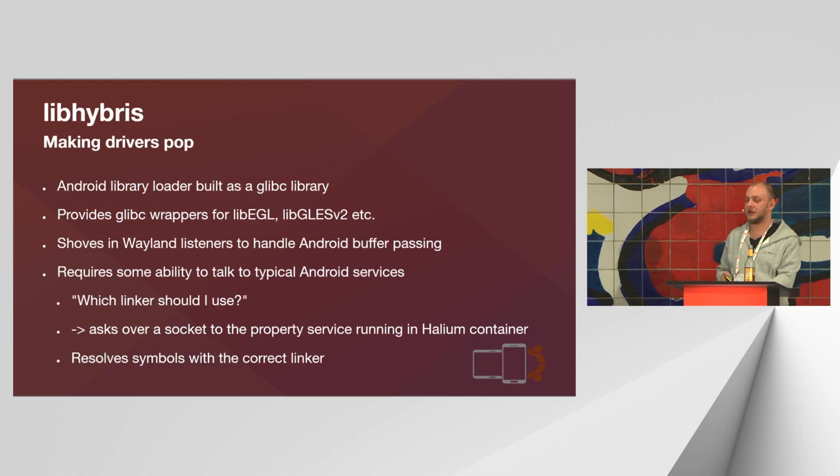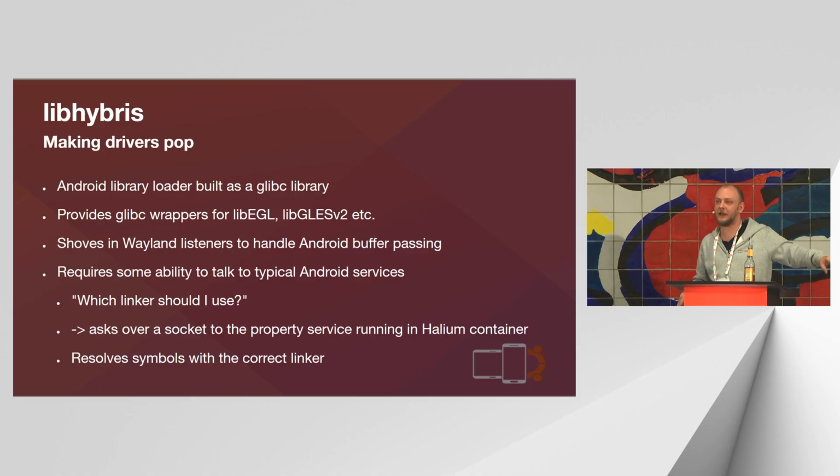Next, libhybris, the thing that actually allows a bunch of things like graphics to work. It's basically the Android library loader built as a glibc library, provides glibc wrappers for libGL and OpenGLES and whatnot. For Wayland specifically, it shoves in a Wayland listener to handle the Android buffer passing, and it also talks over a socket to the property service inside of Halium to tell it, hey, wait a second, which Android version are you again? Oh, you're Android 9.